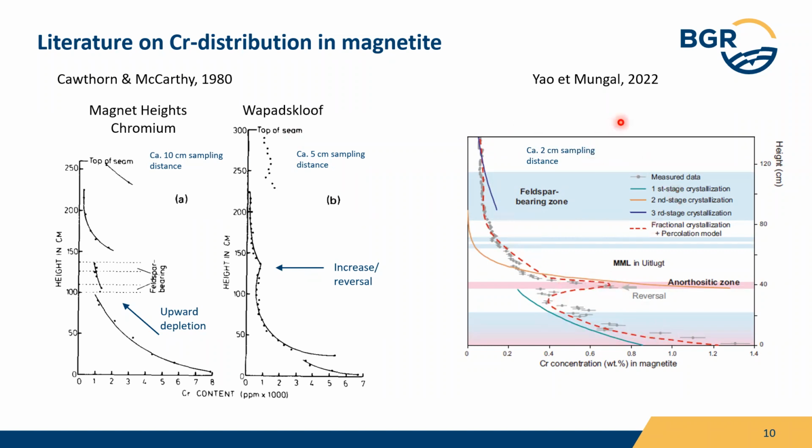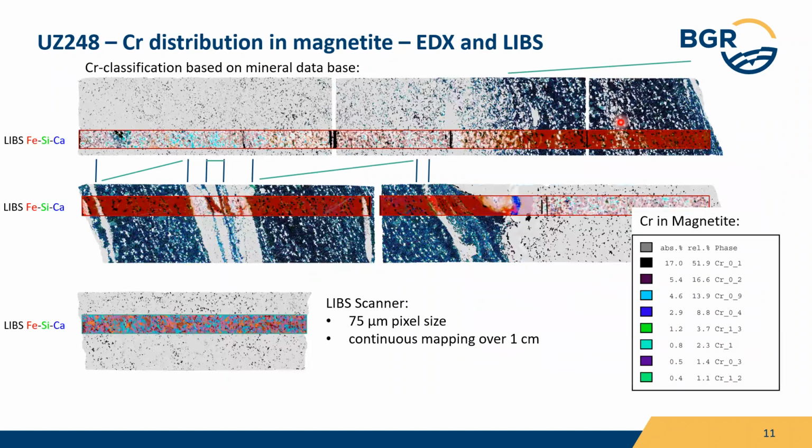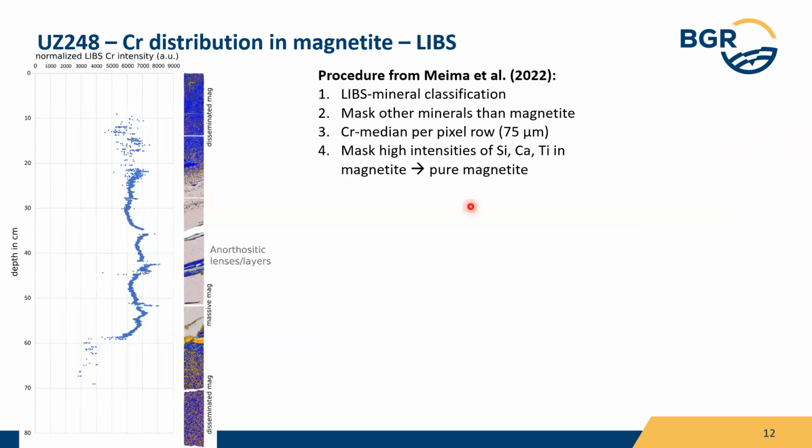So from 2 centimeter sampling distance, we went to 75 micrometer sampling distance with the LIBS scanner. We measured a stripe of 1 centimeter. And this is the data. This is what I actually want to show and explain. First of all, I will mention that the procedure is from Meima et al. So on the left side, you see the LIBS chromium intensity. This is relative values. And I masked all minerals except magnetite. And I masked also magnetite with some silicon, calcium, titanium, and so on, because we can have mixed pixels. So I wanted to have the pure magnetite. And this is what is plotted here along this drill core.